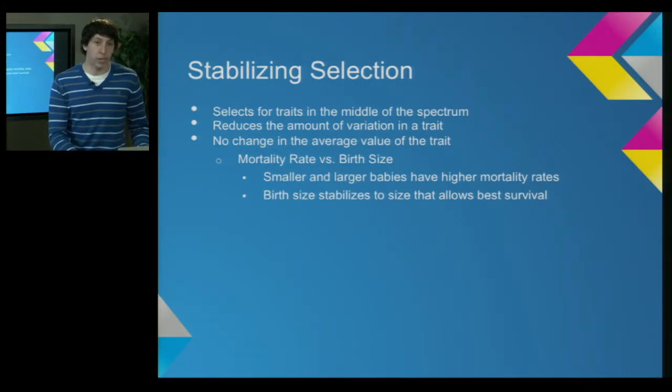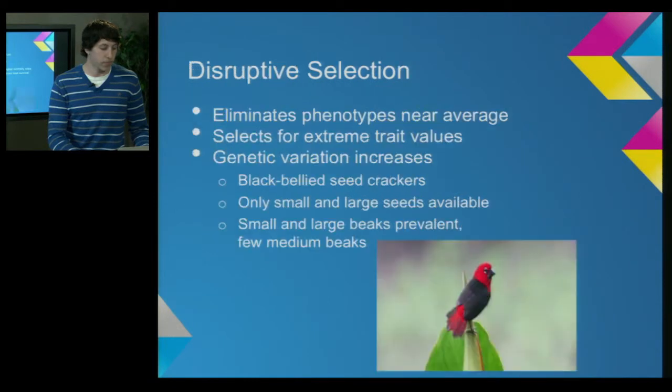when you look at mortality rates versus birth rates in infants, the larger or smaller the infant is on the scale, the less likely they are to survive. However, in the middle of the scale, at around 7 or 8 pounds, the infant is more likely to survive, and over time, the birth rates have shown that the infants are often born at this size, and thus it has stabilized to this one trait and made the genetic variation much smaller.